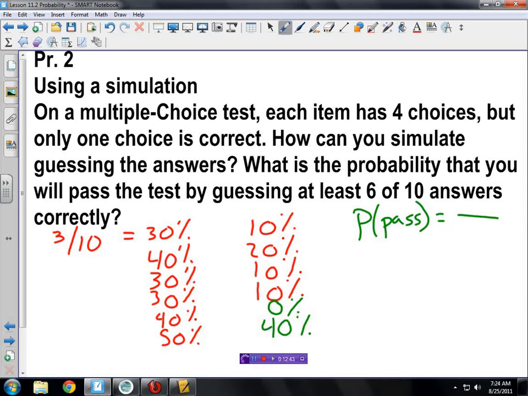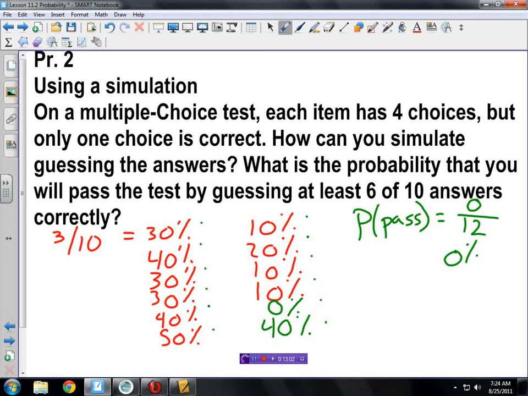is going to be equal to, on the bottom we're going to have the total sample space, which is 1, 2, 3, 4, 5, 6, 7, 8, 9, 10, 11, 12. On the top is the number of passes. Well, we have 0 passes. So 0 of 12 is 0%.